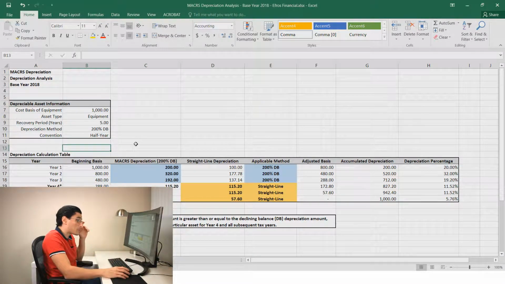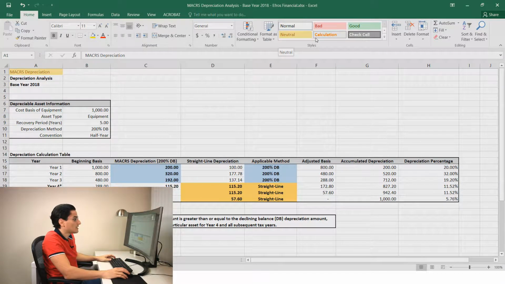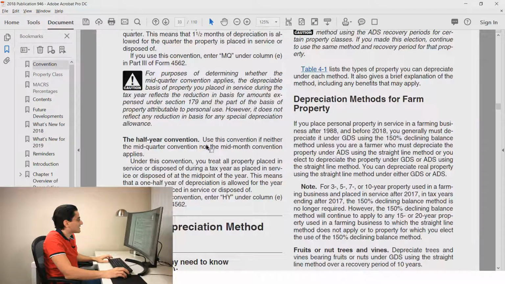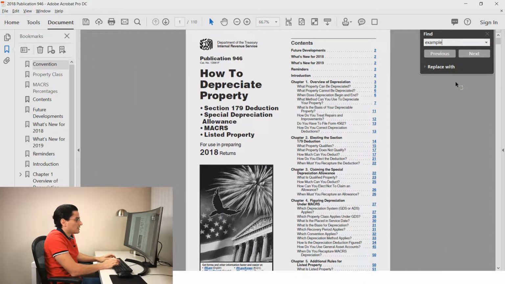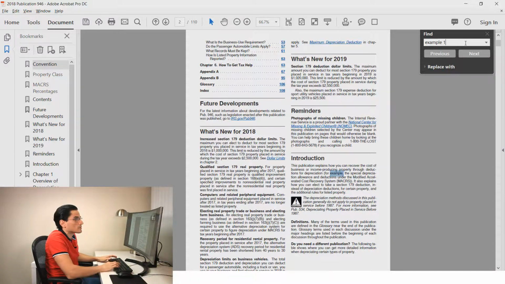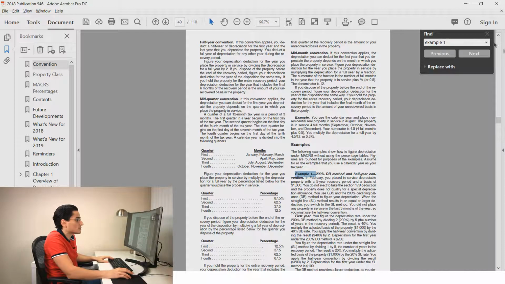And hopefully this example sheds some light on what's going on behind the scenes from a depreciation perspective when you're using MACRS. And just so you know, this example is actually presented right here in this publication, but unfortunately it's not in chart form, so let's see if I can find it. Okay, so here it is.